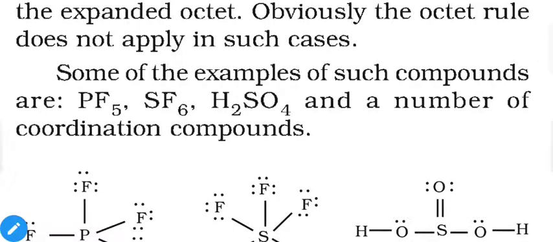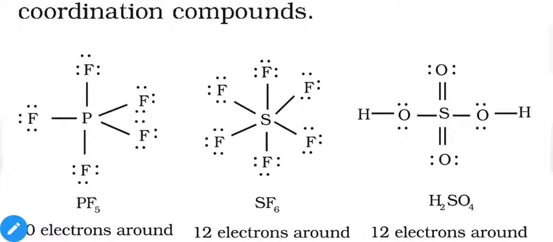We have multiple different types of coordination compounds. You will learn about these types of compounds in standard 12. So here are a few examples. As you can see, PF5 has five bonds around the central phosphorus atom. If you count, you will see we have a total of 10 electrons around the P.